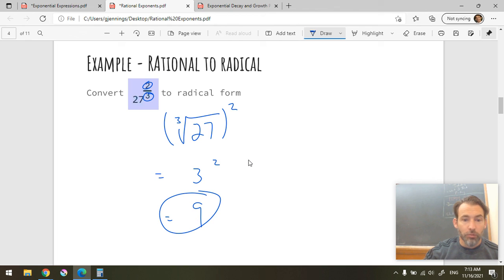Okay, now reinforce what you're looking at. 27 to the 2/3. Okay, so it's less than 27 to the 1. 27 to the 1 would be 27. It's more than 27 to the 0. 27 to the 0 would be 1. We found a number here between 27 and 1, and it happens to be 27 to the 2/3.